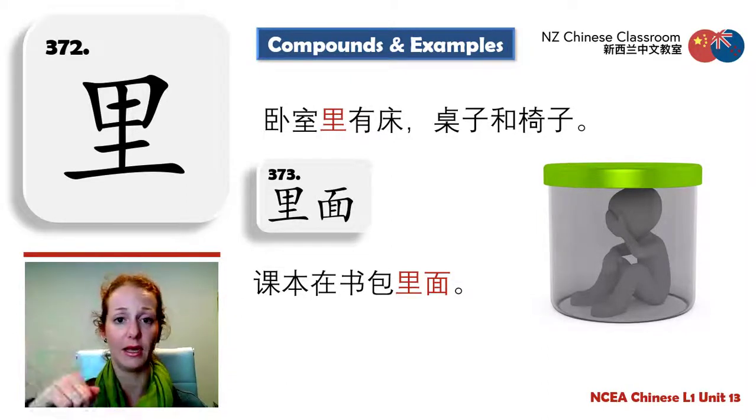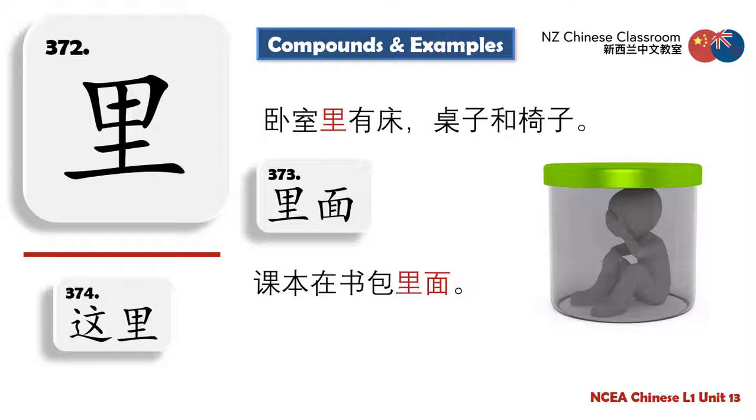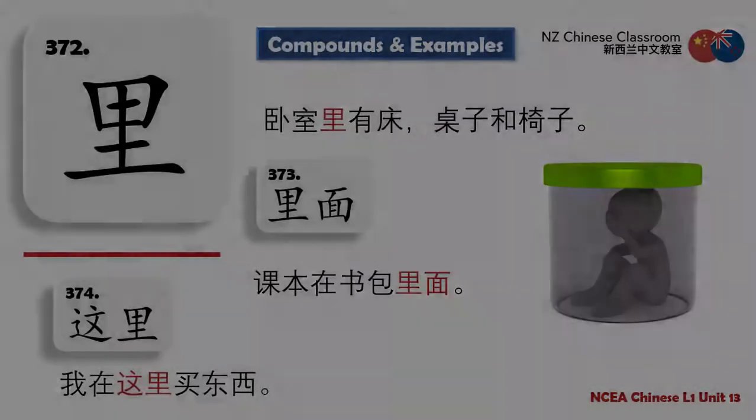这里, here. So 这 then the little character like this, also means here. So 这 or 这里 is the same. 我在这里买东西. I buy things here.